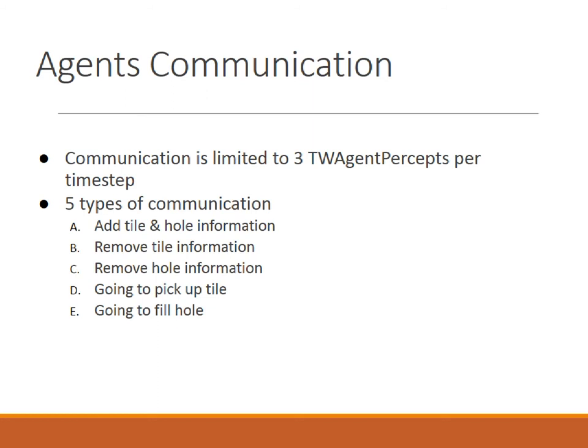Lastly is the agent communication. As each agent can only see 3 tiles around them, it actually communicates what they see to the other agent so that the agent is able to have a more complete picture of the entire environment. So there are 5 types of communication. First is add tile and hole. Second, remove tile information. Third, remove hole information. Fourth, going to pick up tile. And lastly, going to fill hole.